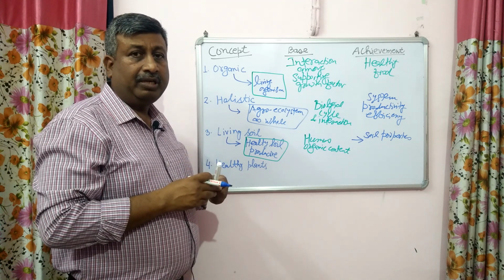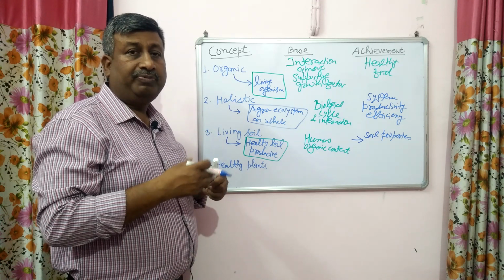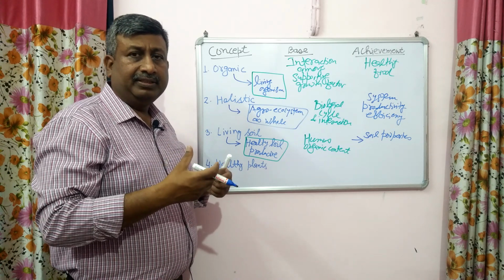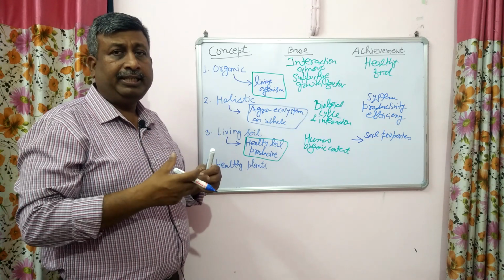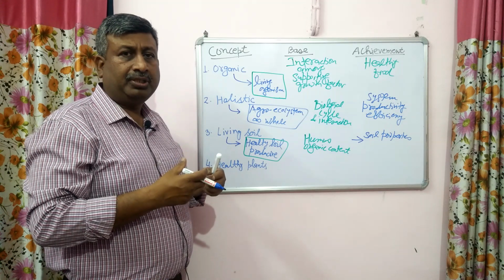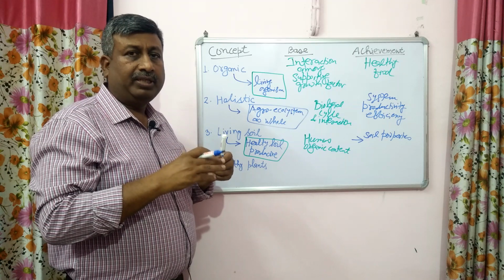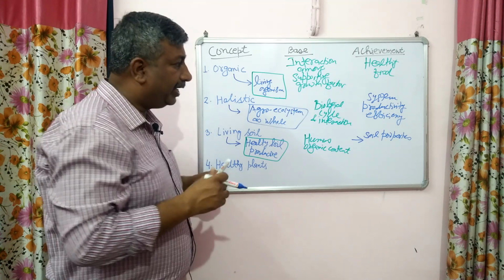So these are the chemical properties. Biological properties also improved because if humus or organic matter is there, microbial activity increases. So microbes are very important in nutrient transformation, mineralization. So overall the soil properties are improved, whether it is physical, chemical or biological.